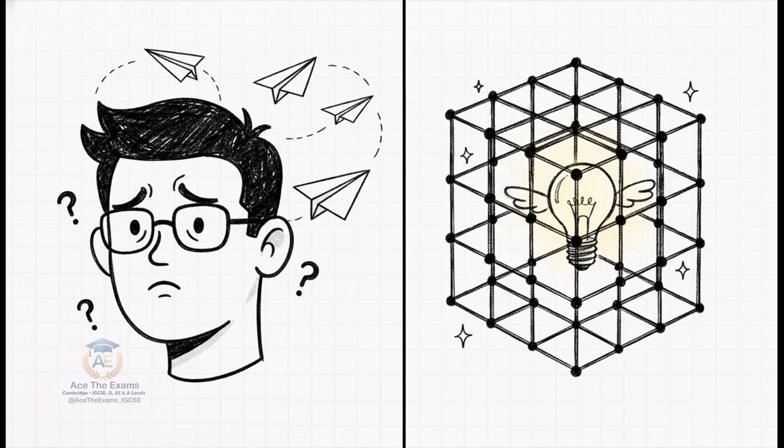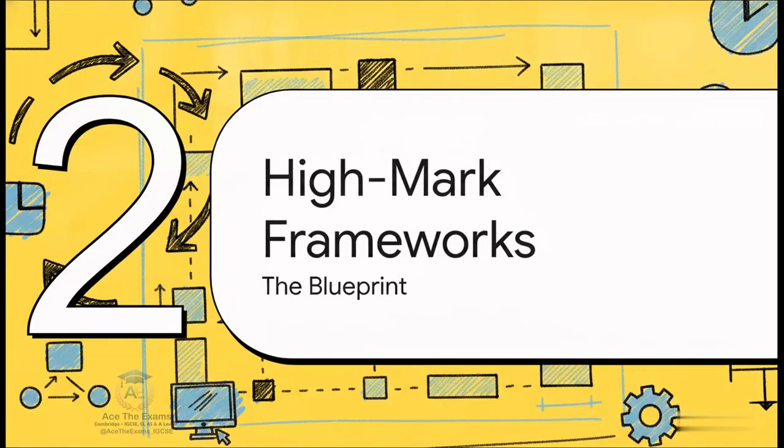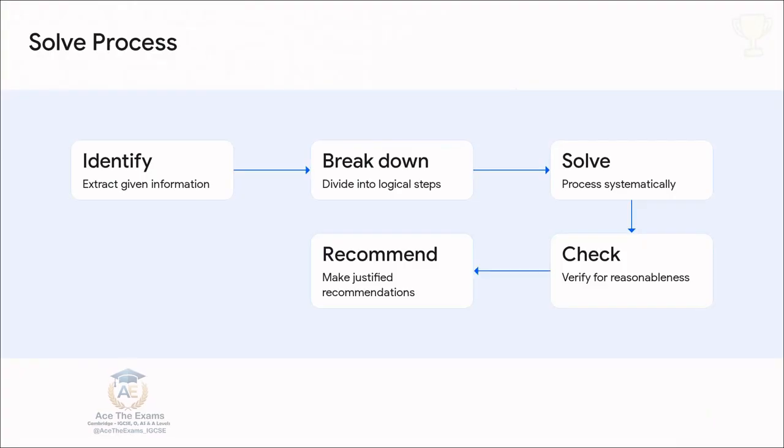Because honestly, without the right structure, even the biggest hints in the exam paper will just fly right over your head. Section 2, the High Mark Answer Frameworks. Okay, so problem solving builds logically, right? It starts from identifying information all the way to making a justified recommendation. The deconstruct, solve, evaluate sequence is your absolute baseline. You deconstruct by extracting the relevant data. You solve by logically processing it, and critically, you evaluate by checking for reasonableness. Like, ask yourself, does this answer actually make sense for the scenario? You do that before delivering your final justified recommendation.